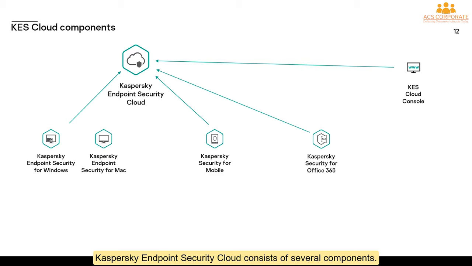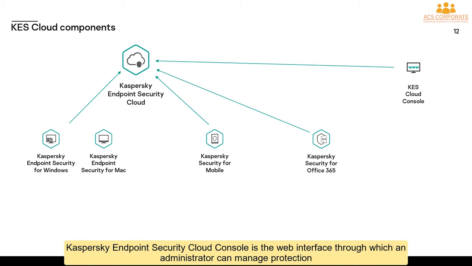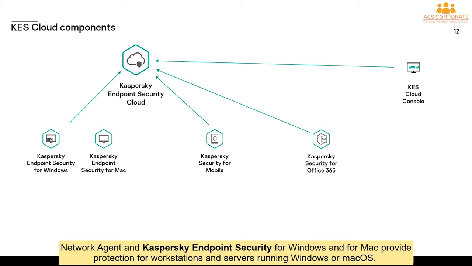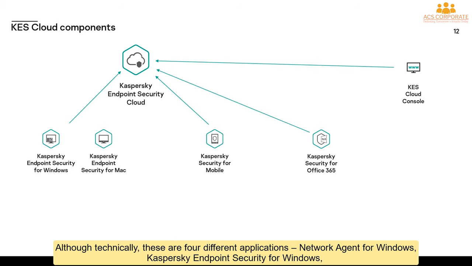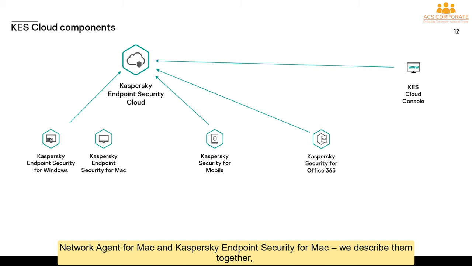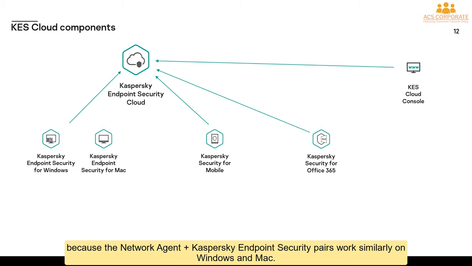Kaspersky Endpoint Security Cloud consists of several components. Kaspersky Endpoint Security Cloud Console is the web interface through which an administrator can manage protection. Network Agent and Kaspersky Endpoint Security for Windows and for Mac provide protection for workstations and servers running Windows or Mac OS. Although technically, these are four different applications: Network Agent for Windows, Kaspersky Endpoint Security for Windows, Network Agent for Mac, and Kaspersky Endpoint Security for Mac. We describe them together because the Network Agent plus Kaspersky Endpoint Security pairs work similarly on Windows and Mac.